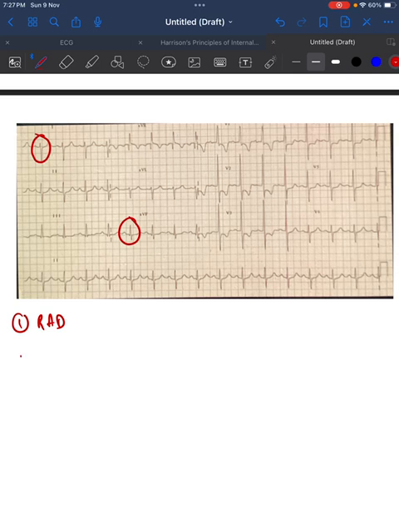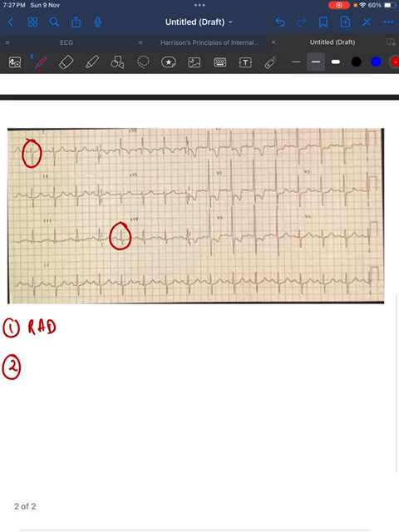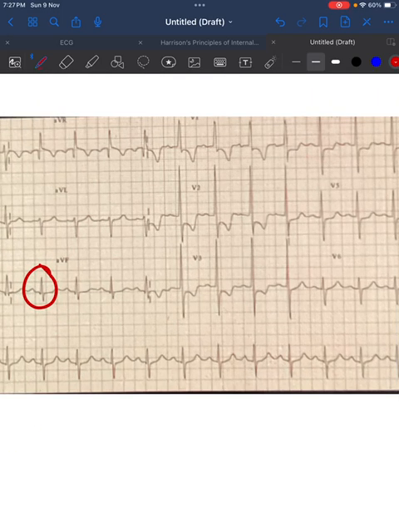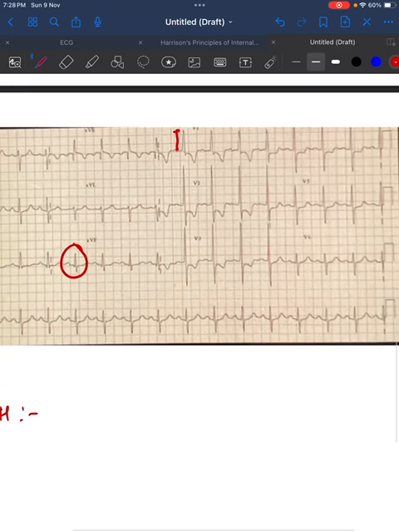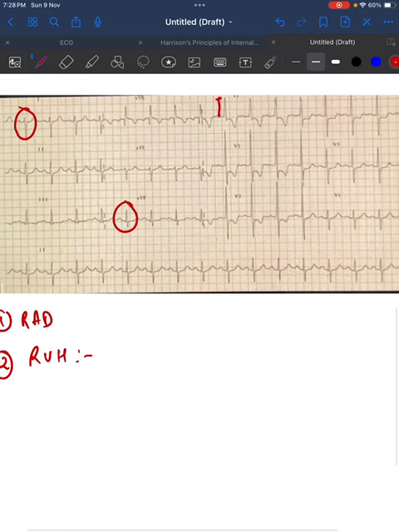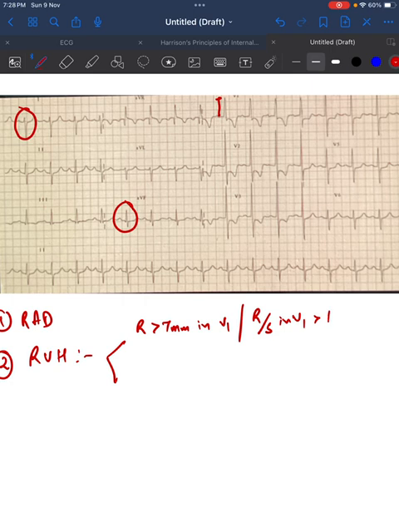Then second is right ventricular hypertrophy. It can be seen in the V1 lead when the R wave is more than 7 mm. Here we can see the R wave is approximately 2.5 large boxes, that is more than 7 mm. There are two criteria of RVH. First is R wave more than 7 mm in V1. It can also be written that the R by S ratio in V1 is more than 1. Clearly we can see the R wave is so tall and the S wave is very small, so the R by S ratio is more than 1.